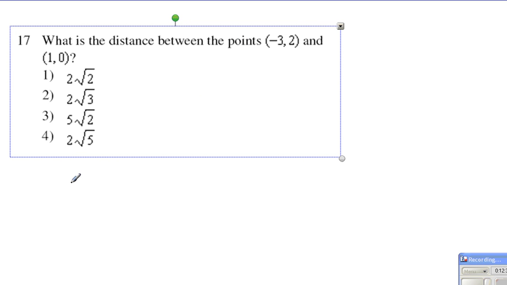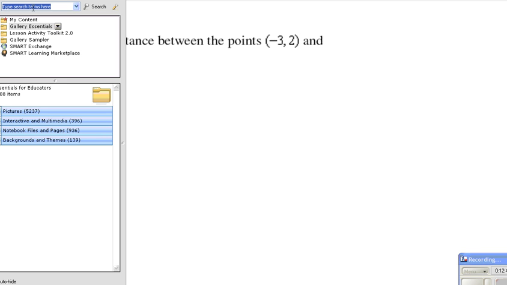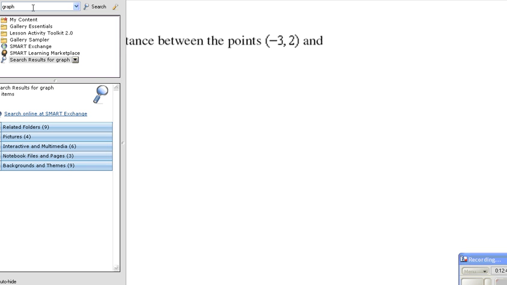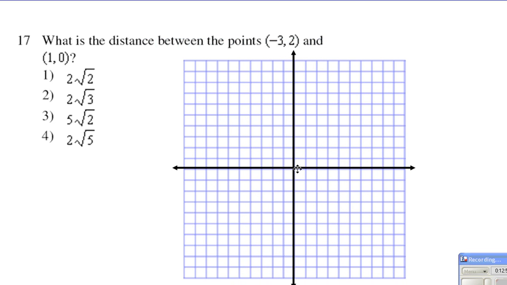Alright. Distance. In this case, one thing that I like to do many times, yes, I can use the distance formula, but this time I like to use graph paper. It makes things more concrete. Now here we have -3, comma 2, right over here, and then 1, comma 0, which is right over here.